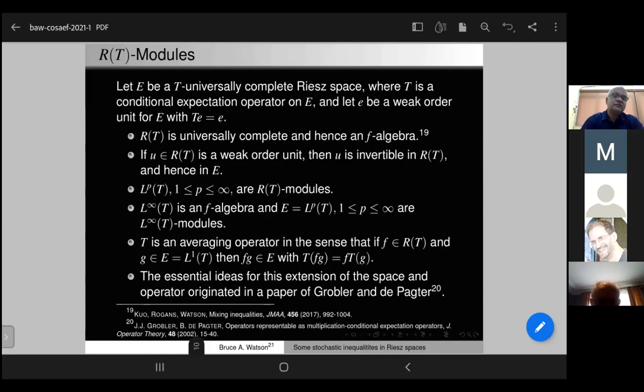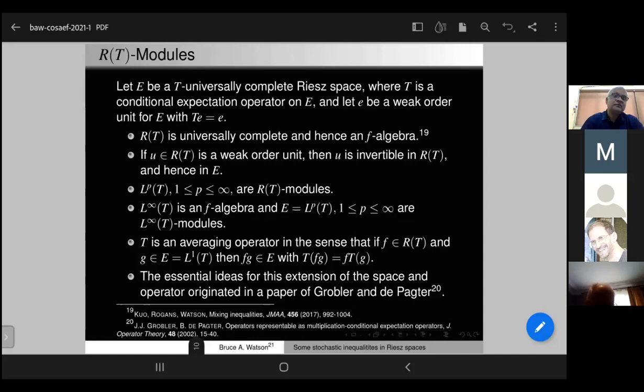Next, we have that all the LP spaces are in fact RT modules. So you can multiply any element of LP by an element of the range of T and remain in LP. Further, L infinity with this definition is an f-algebra. And further, the LP spaces are also L infinity modules.